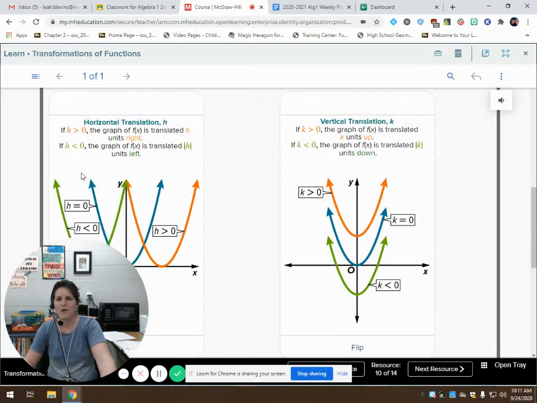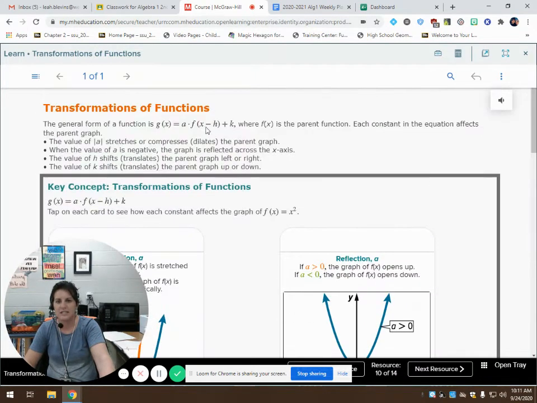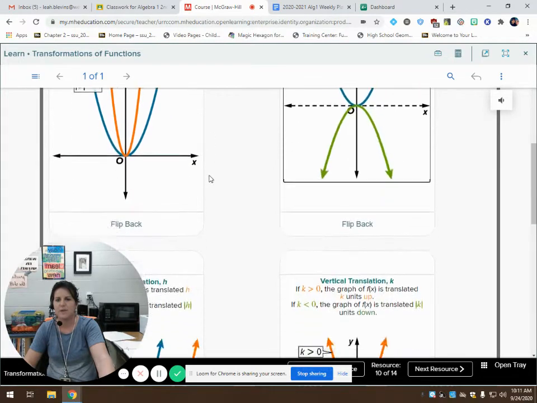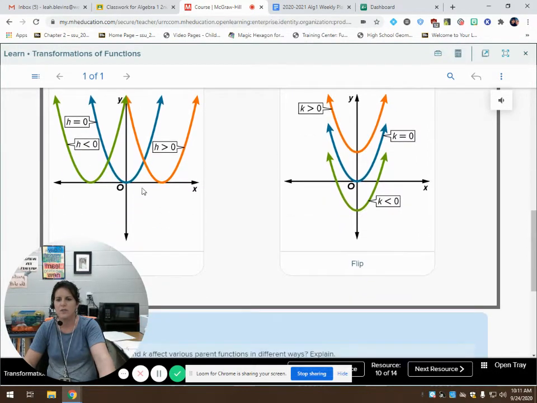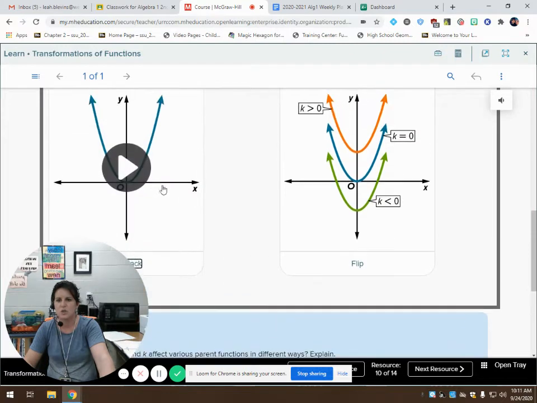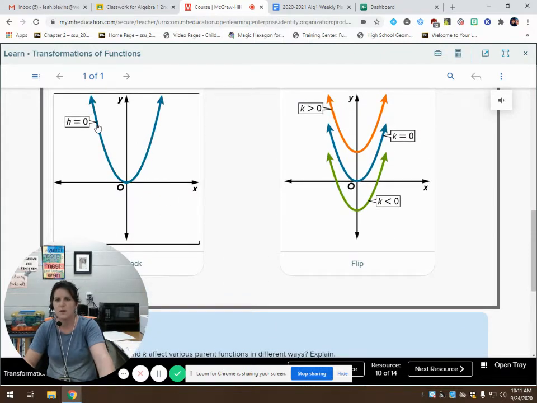All right, so let's talk about horizontal translations. When the h, that's this inside the parentheses, is greater than 0, the graph is translated to the right. When h is less than 0, then my graph is translated to the left. So I've got my h equal to 0 right there. If h is a positive 2, we'll say it shifts 2 units over. If h is negative 2, it shifts 2 units to the left.